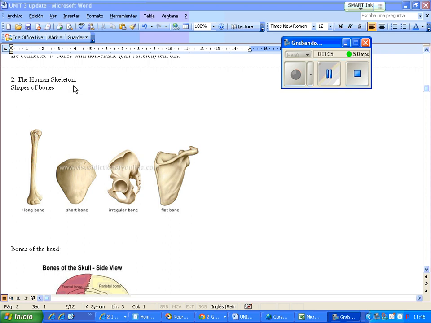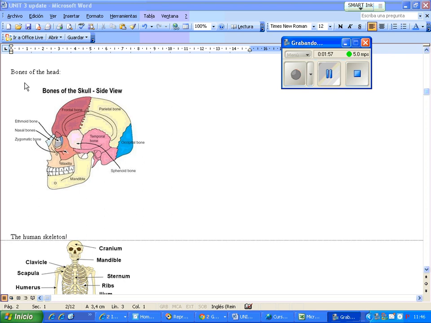Let's look at the human skeleton. So there are different shapes of bones. There are long bones. In your book, they say cylindrical bones. There are short bones. We're going to say both of these are examples of short bones, and flat bones. The bones of the head. In the head, there is the frontal bone, the parietal bone, the occipital bone, the temporal bone, the mandible, and the maxilla.